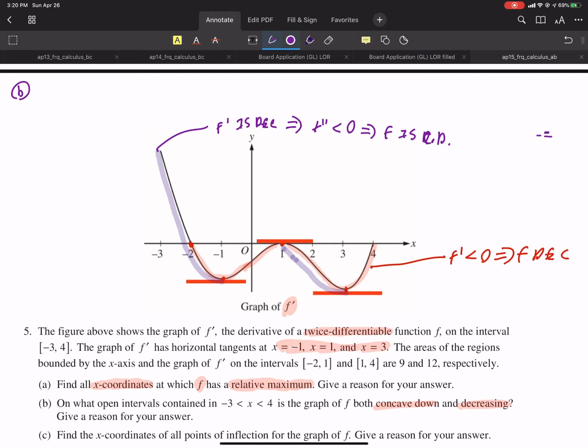So f prime is decreasing. Then I can erase the other purple part. F prime is decreasing on what intervals? So we're looking from -3 to -1. And where else? Looks like 1 to 3. Therefore, f double prime is negative on those intervals.